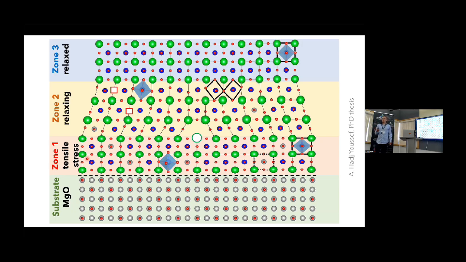What can also happen is a strain-induced local phase transition. So maybe the octahedra in the strontium titanate start tilting, rotating, whatever. And at the end, in zone 3, it's fully relaxed again. This happens in the ballpark of 20 to 30 nanometers for strontium titanate. So after that, we have a fully relaxed structure.